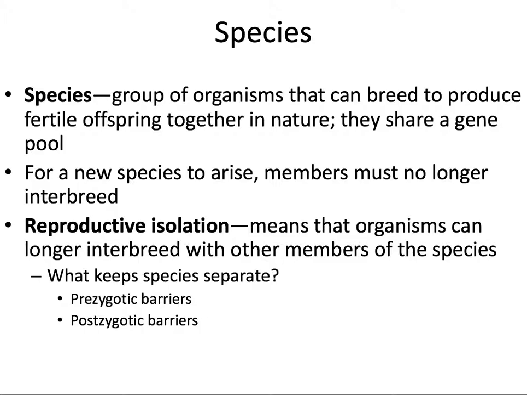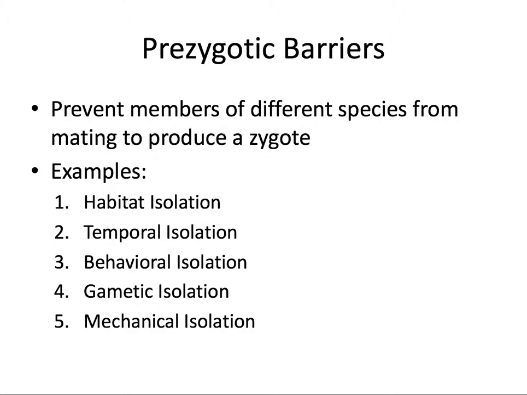What is it that keeps different species separate and keeps them from reproducing with each other? There are prezygotic barriers and postzygotic barriers that keep species separate. Prezygotic barriers prevent members from different species from mating to even produce a zygote. And we're going to look at each of these examples one at a time.